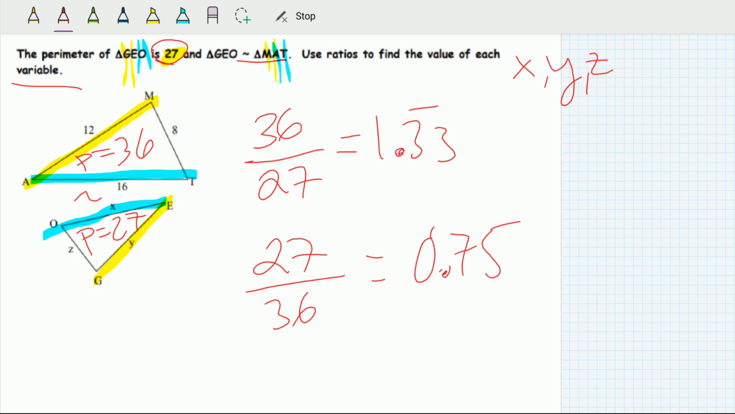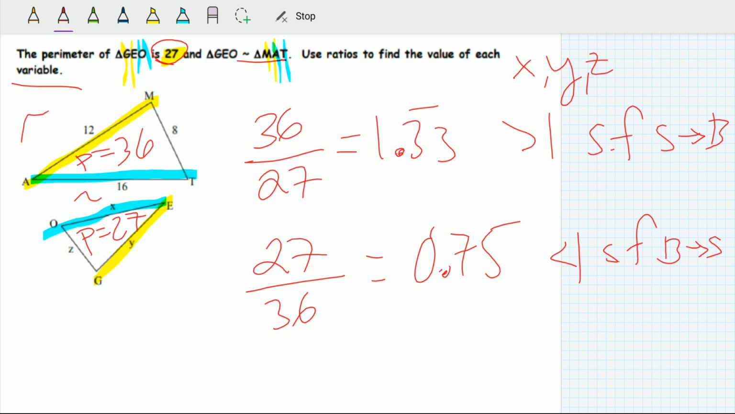Okay, so let's think about it. This one is bigger than 1. This one is smaller than 1. So that means this is the scale factor for going from small to big. This one is the scale factor for going from big to small. That's something maybe you need to start practicing. If you notice, I have the big one and I'm trying to go to the small one. So technically, this is the scale factor that I'm going to be using for every single problem.